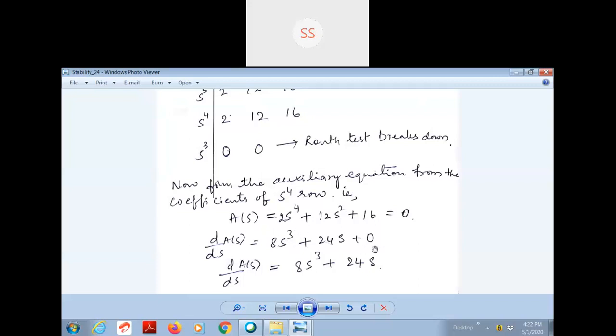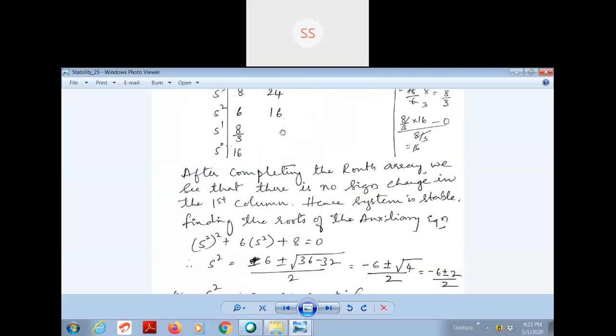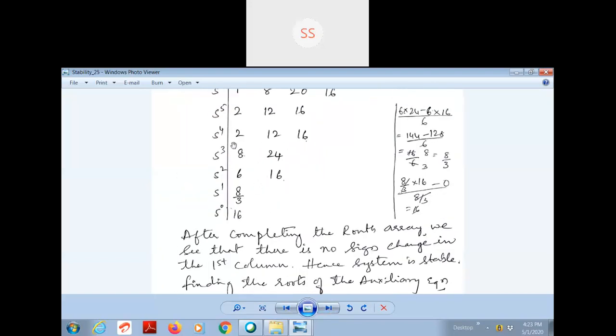8s cube, 24s 0. So 8 and 24 will become the coefficients here in the s cube row. Okay, so fill up that, and further it is easy to complete the row. Now in this example, there are no sign changes, therefore we have concluded it's stable.